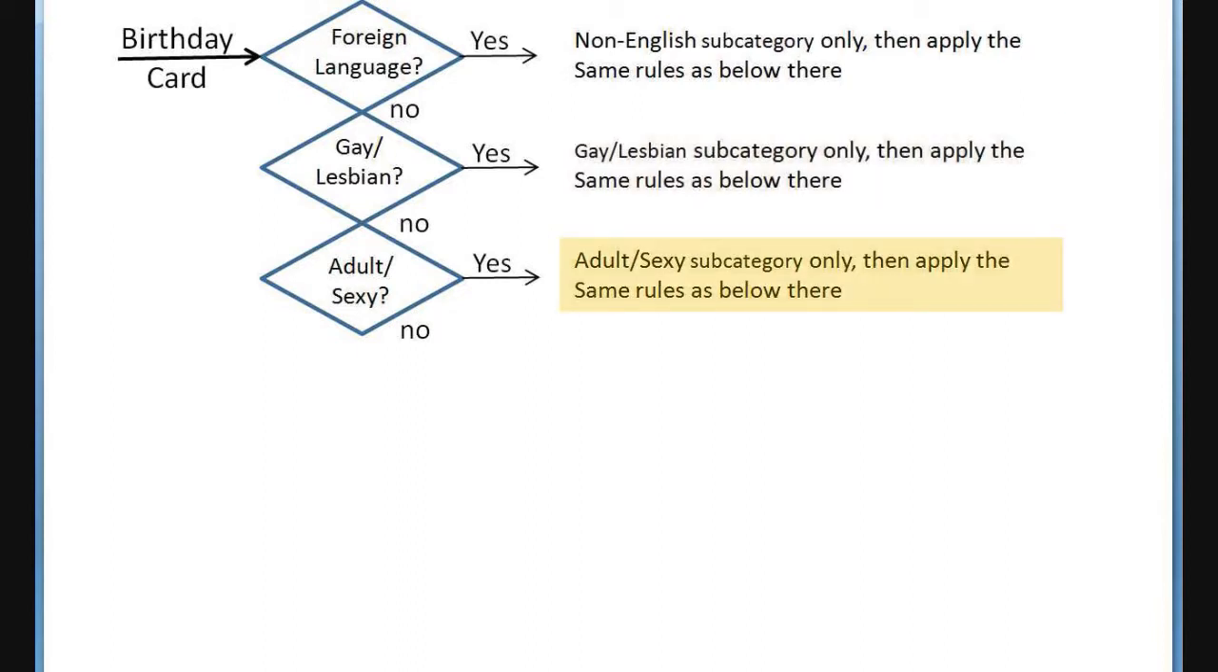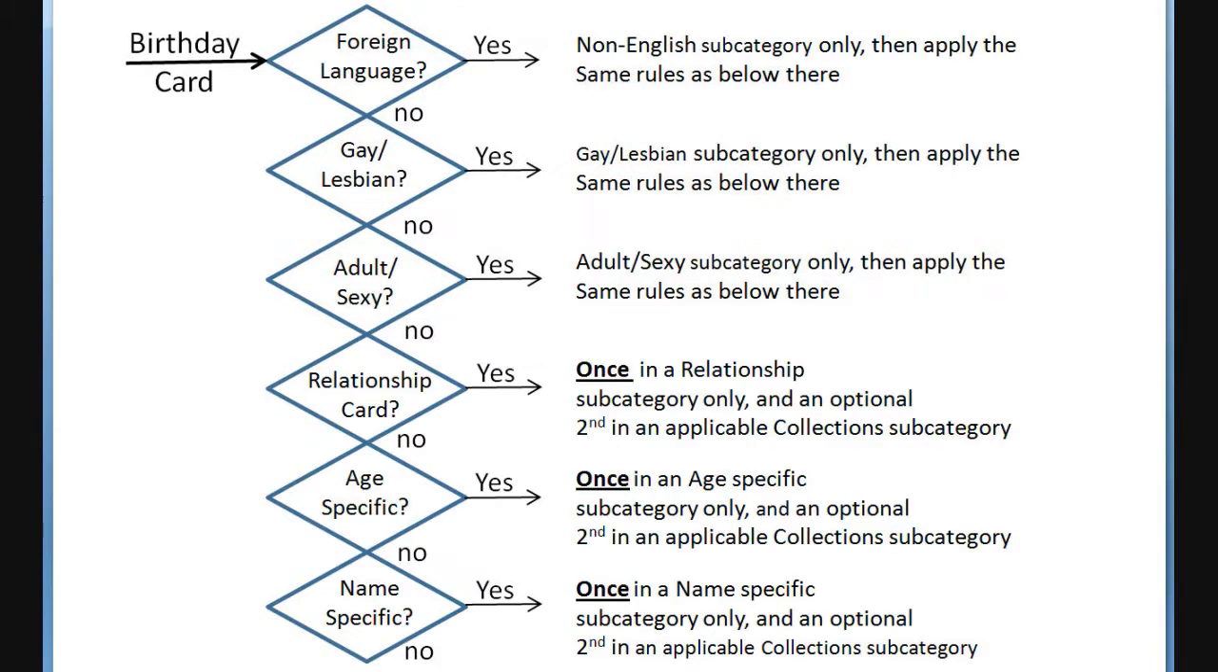Next is the adult sexy subcategories. Similar to the ones above, this subcategory is unique and has its own breakdown for age, relationship, humor, and so forth. If your card is adult oriented, place it only in those categories within this subcategory, and don't select any other non-adult subcategories. So now let's look at the other purpose types.